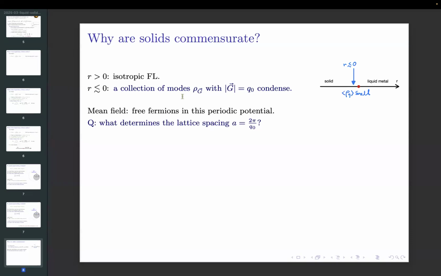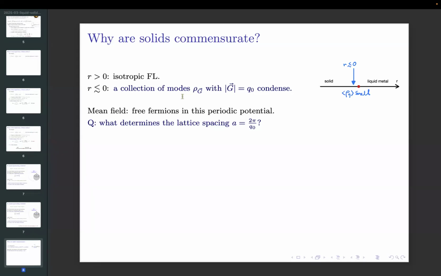So here's the picture. I want to ask, what is the phase immediately to the left of the critical point, where we condense this mode rho q and form a solid, but with small amplitude? There's a sort of mean field way to think about this: how does this mode rho q couple to the fermions? Well, it's just some periodic potential. There's some rho times psi bar psi coupling, and I'm just going to set rho to its expectation value. So it's just free fermions in a periodic potential.